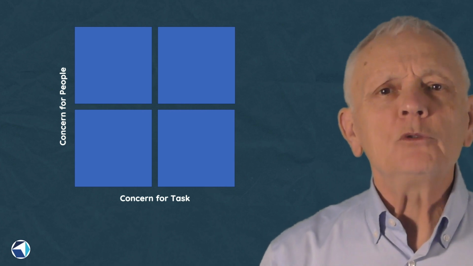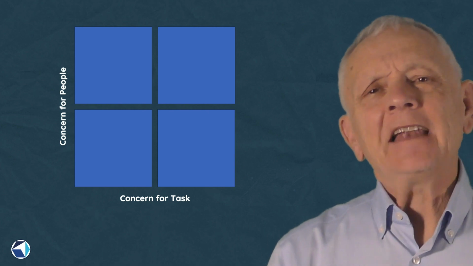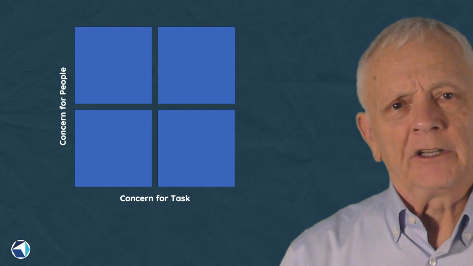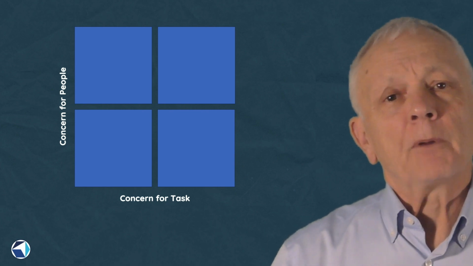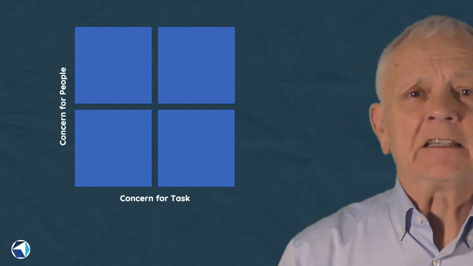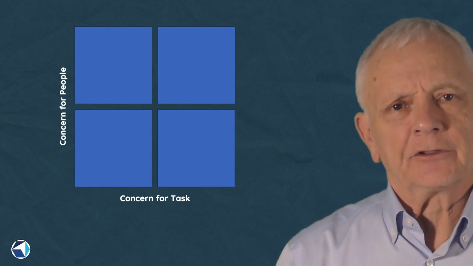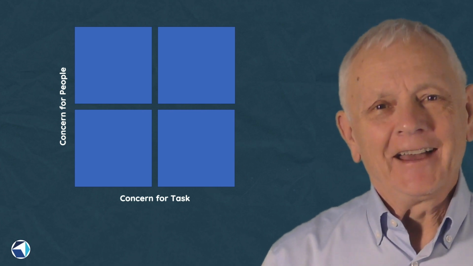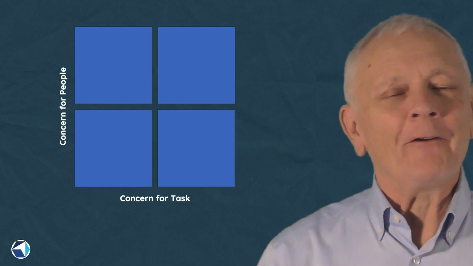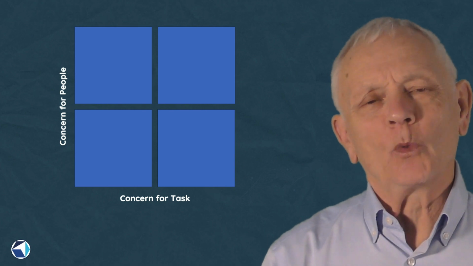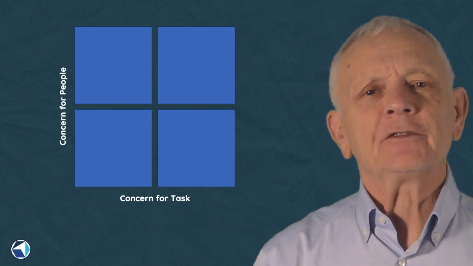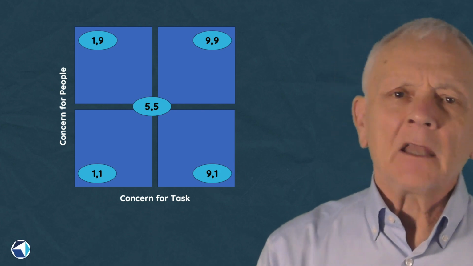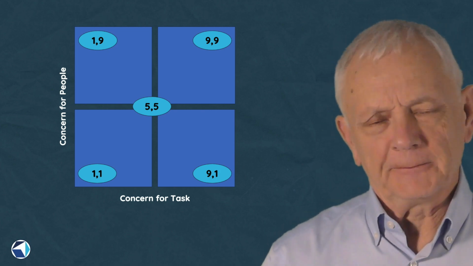And what Blake and Mouton did is they said, at any time, for any activity, you can be anywhere on this grid, and you may move around, both generally and specifically in different situations. But we all have preferences, and we are all more comfortable operating in certain ways. So Blake and Mouton identified 5 specific positions on the grid, and let me just run through them briefly.